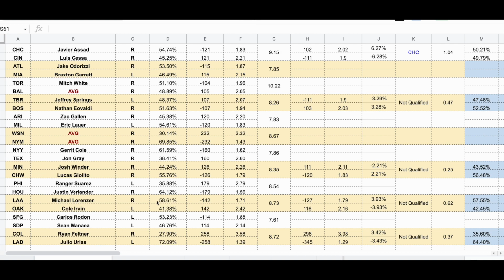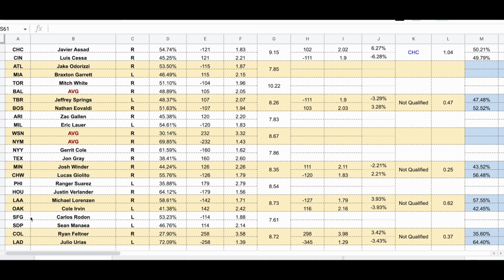Angels against Oakland. Based on my projections, Angels with Lorenzen should be at minus 142. Bookmakers minus 127. So maybe small value with Angels. But based on my formula, which shows me if I should bet or not, there's still not enough. I'm looking for number 1 or bigger. So the bigger the number, the bigger the value for me.